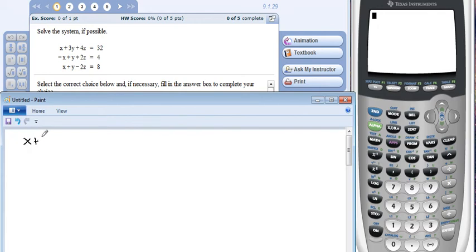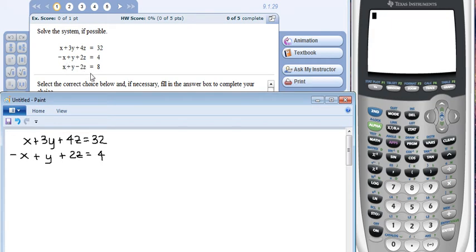We have x plus 3y plus 4z equals 32. And then we have minus x plus y plus 2z is 4. Okay, so now your first step is to choose any 2 equations and drop a variable. Doesn't matter which 2 you choose, and it doesn't matter which variable you choose. So I've randomly chosen the first and the second, and I'm going to add these 2 so that my x's drop. Do you see that?